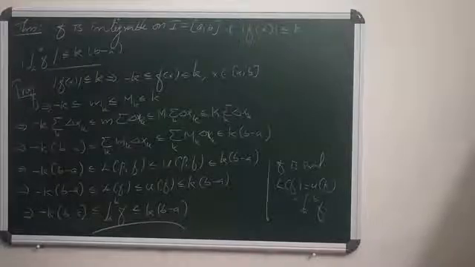So when f is integrable on closed AB and modulus of f of x less than or equals k, then modulus of integral a to b f less than or equals k into b minus a. So this is our next result. Agree?